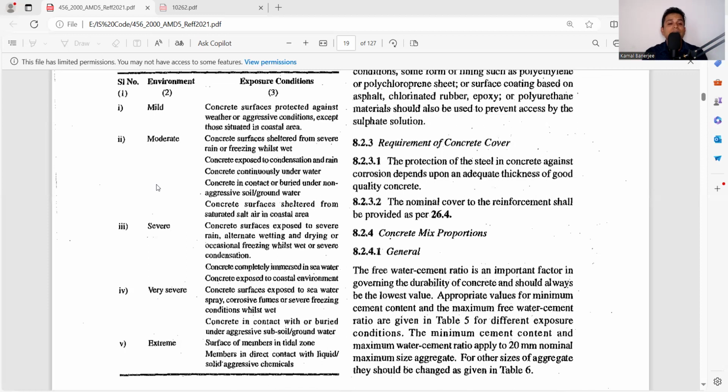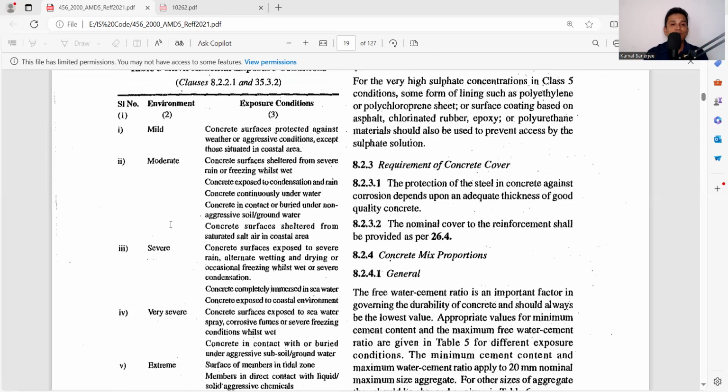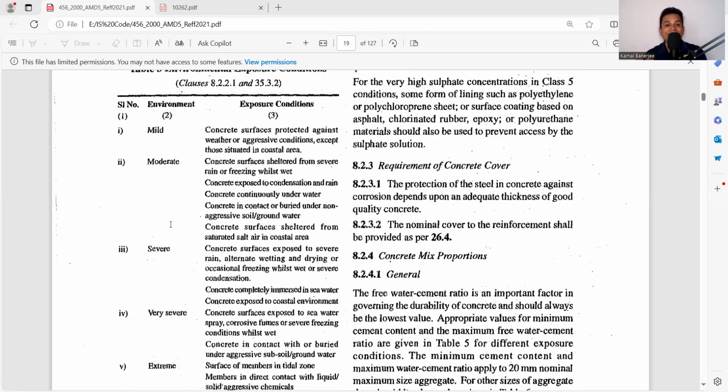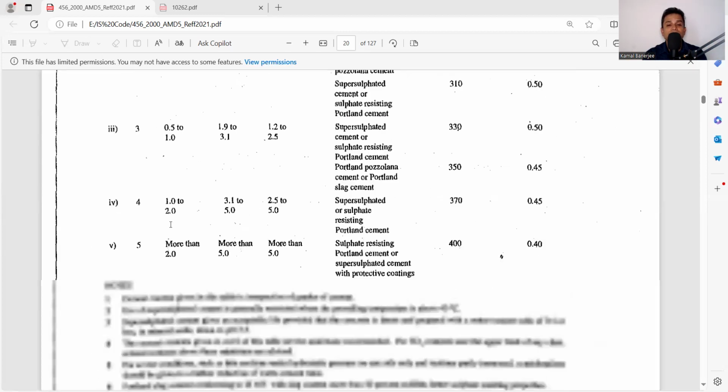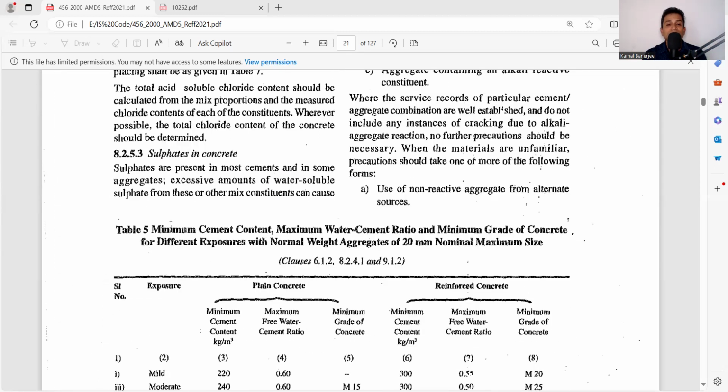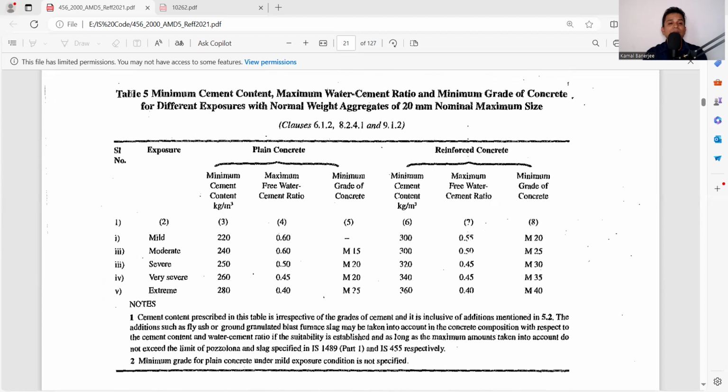So accordingly, we can choose what condition is applicable for us. सो हम इधर सीवियर कंडीशन को चूज किया. नाउ हमको देखने का है कि नेक्स्ट what will be the effect of severe condition. Now we will go for table 5. Now, what is in table 5? Table 5 mentions the minimum cement content, maximum water cement ratio, and minimum grade of concrete for different exposure conditions with normal aggregate of 20 nominal size.